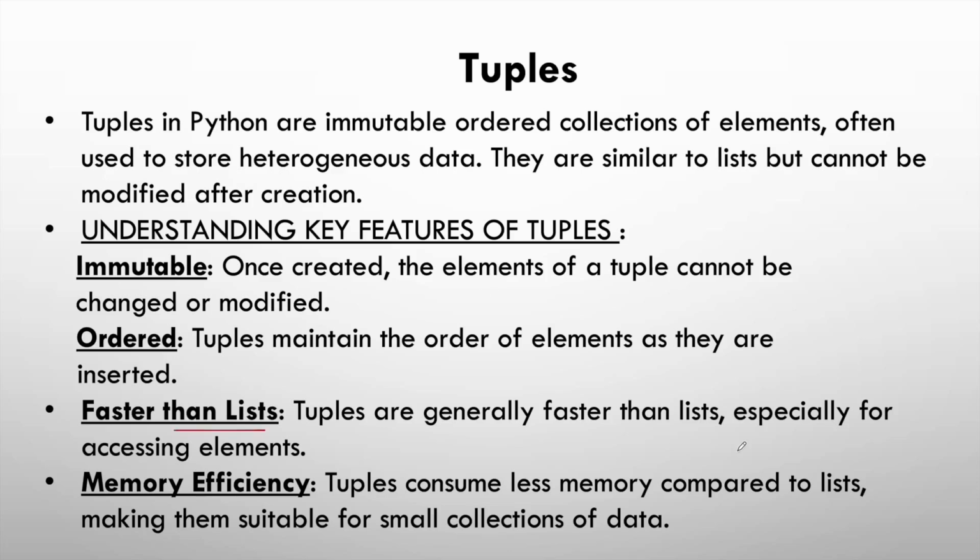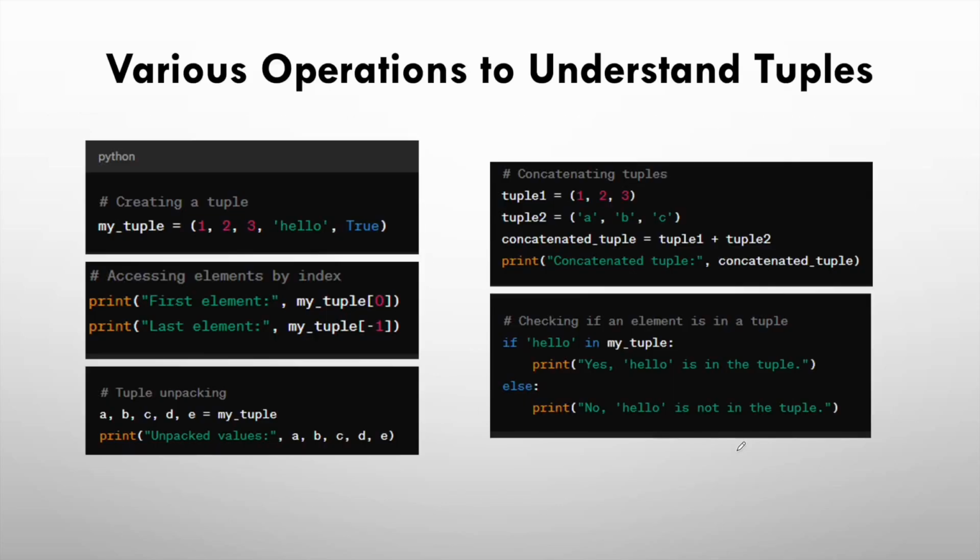Now, some features of tuples are that they are generally faster than lists, especially for accessing elements, and also that they consume less memory compared to lists, making them more suitable for small collections of data. Now let's look at the syntaxes. So creating a tuple is the same as creating a list. You just write the name of your tuple, but this time instead of using square brackets, notice how we've used normal brackets. So this differentiates a tuple from a list.